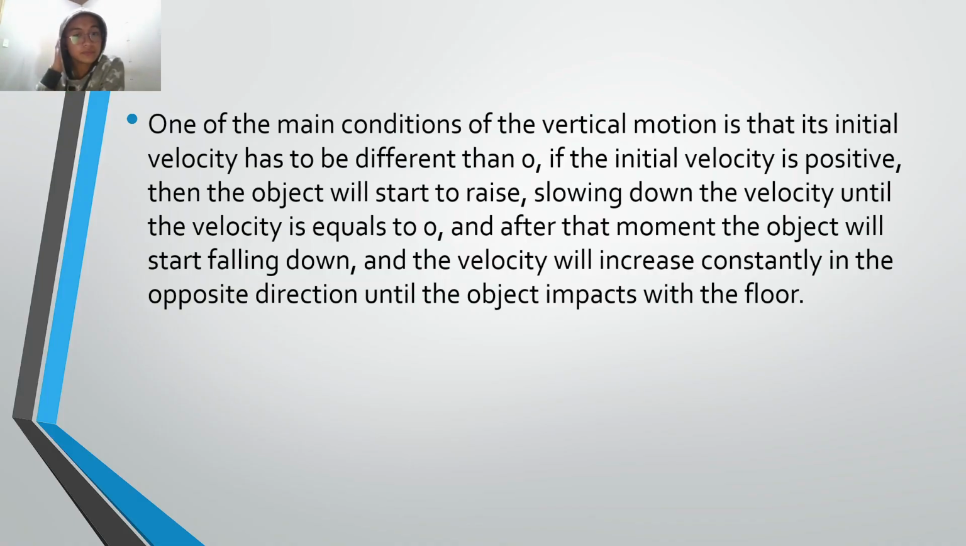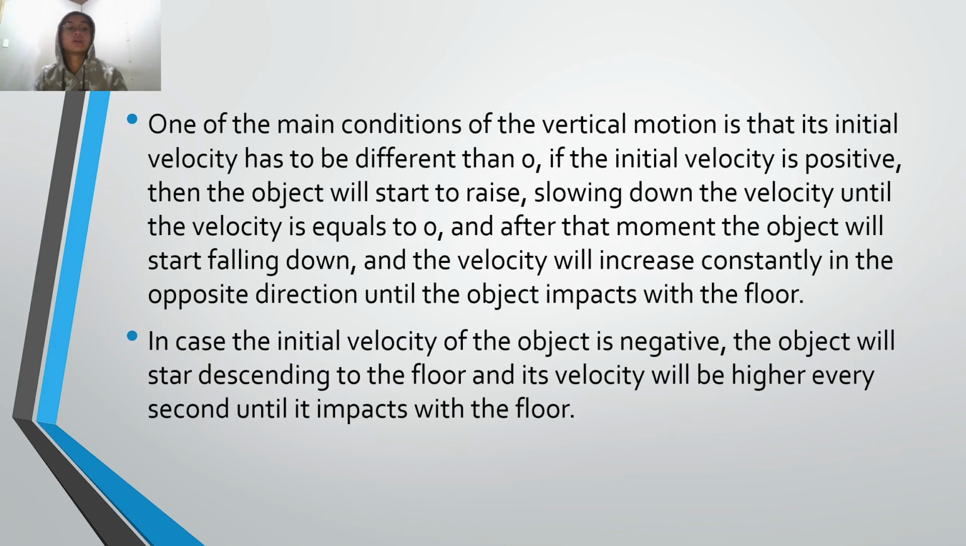So after that moment, the object will start falling down and the velocity will increase constantly in the opposite direction until the object impacts the floor. So kung 5 meters per second, balik 0 pag nag-impact na siya sa sahig or sa ground. Now, in case the initial velocity of the object is negative, the object will start descending to the floor and its velocity will be higher every second until it impacts with the floor.